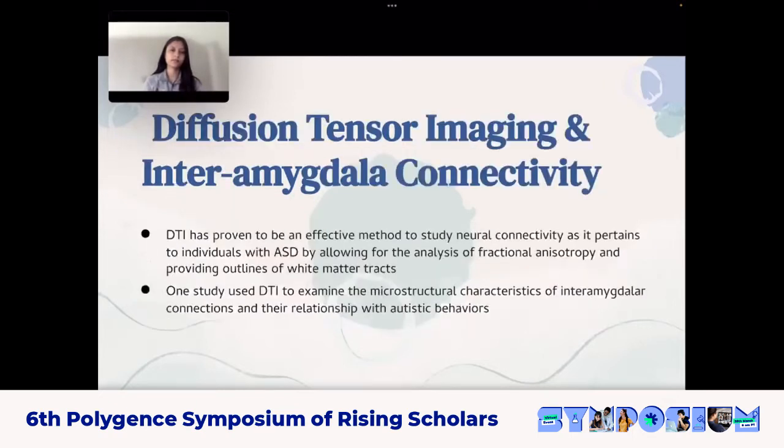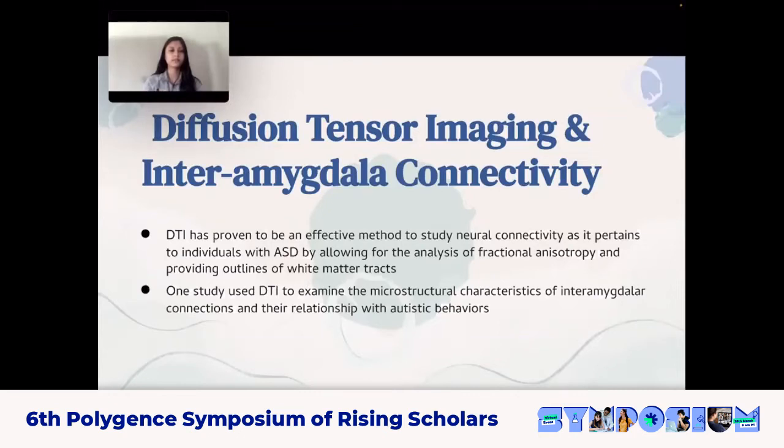This slide is going to be talking about more of DTI and interamygdalar connectivity. So DTI, or diffusion tensor imaging, allows for the analysis of fractional anisotropy, or mean diffusivity, providing outlines of white matter tracts in the brain. Mean diffusivity refers to the magnitude of water diffusion within brain tissue. So high values of this will indicate that there's increased water flow in the brain.